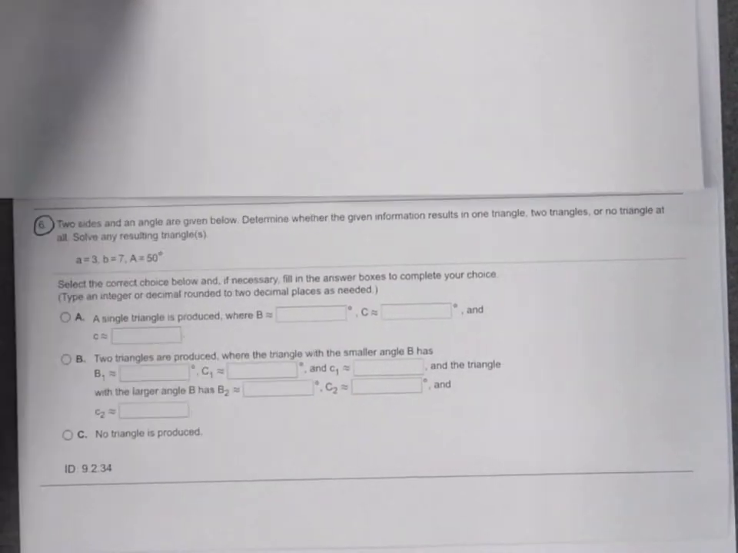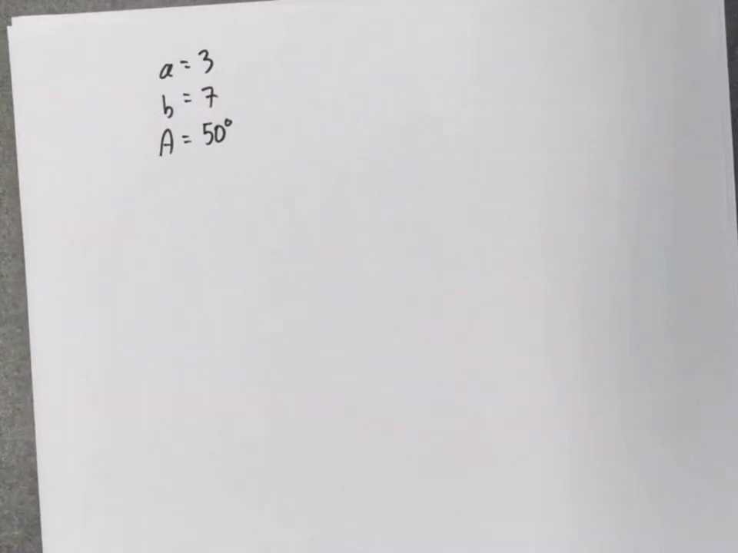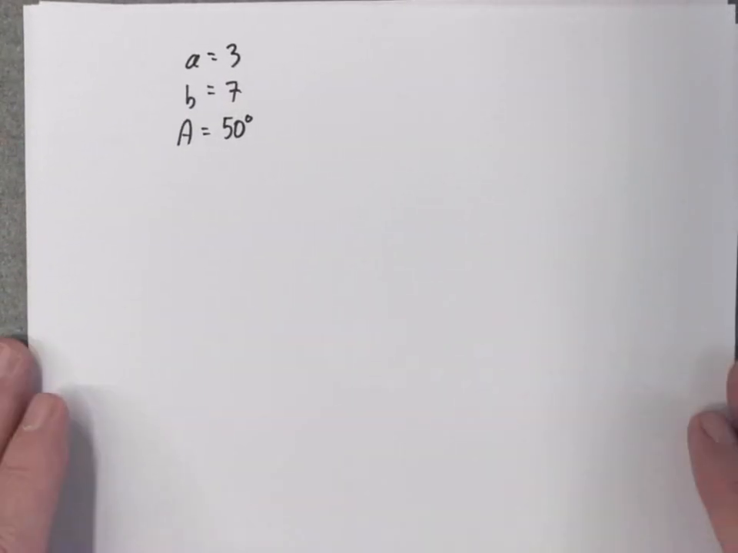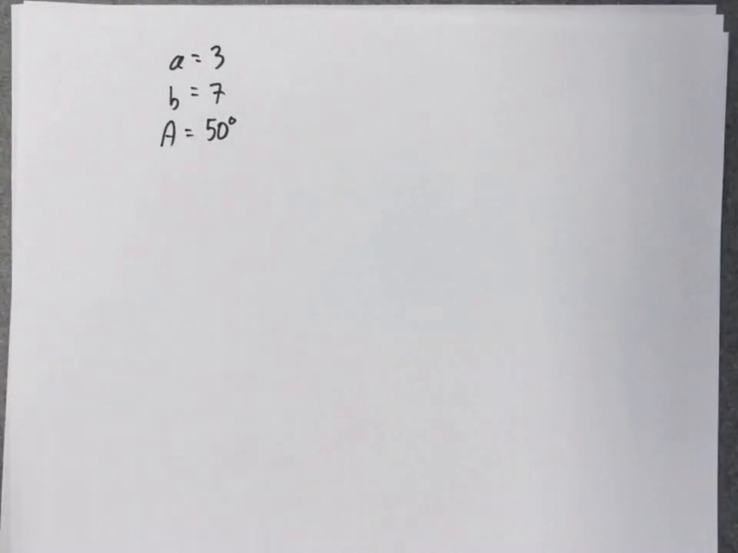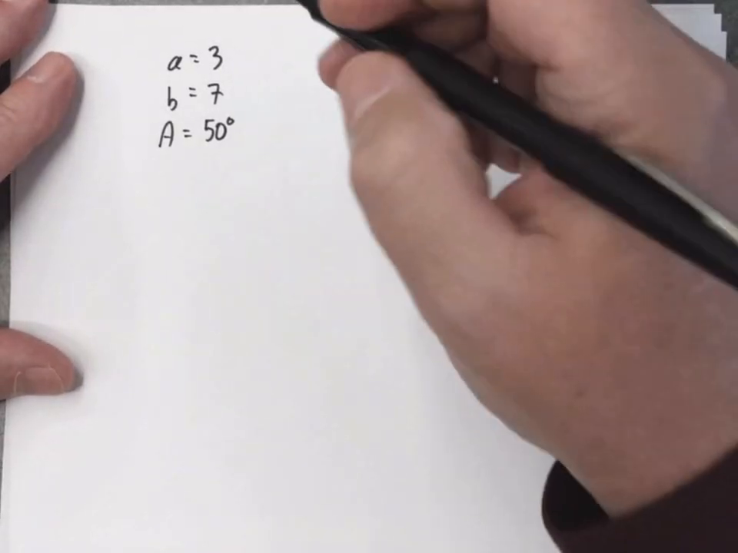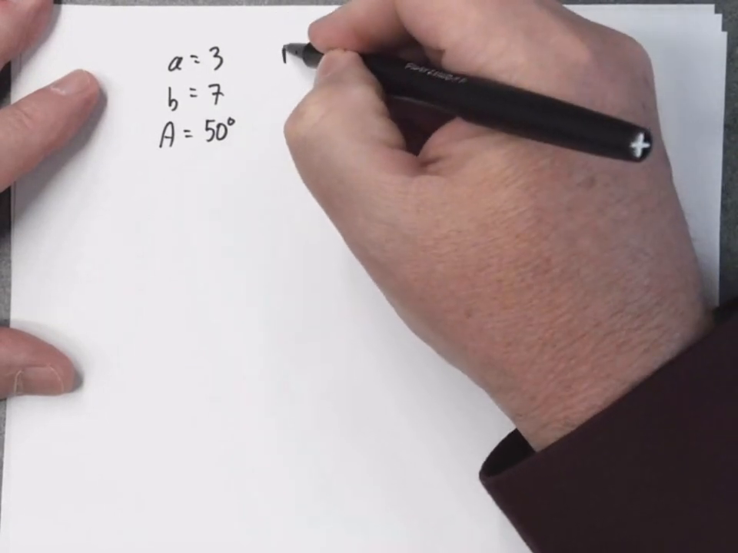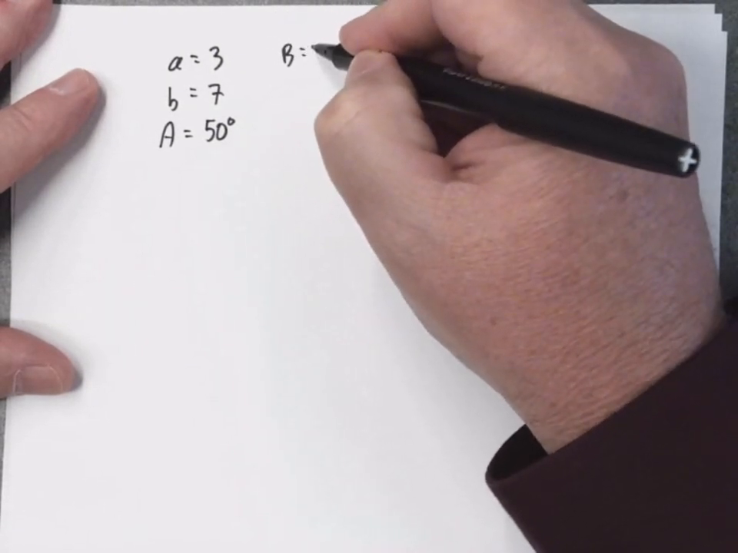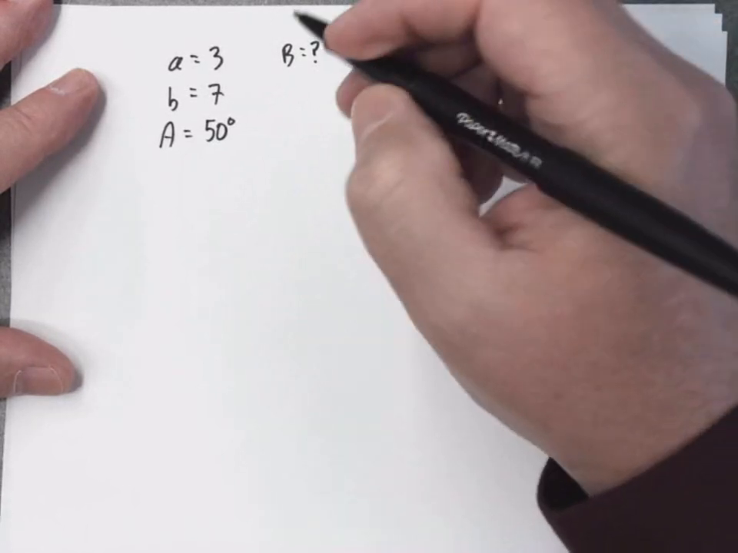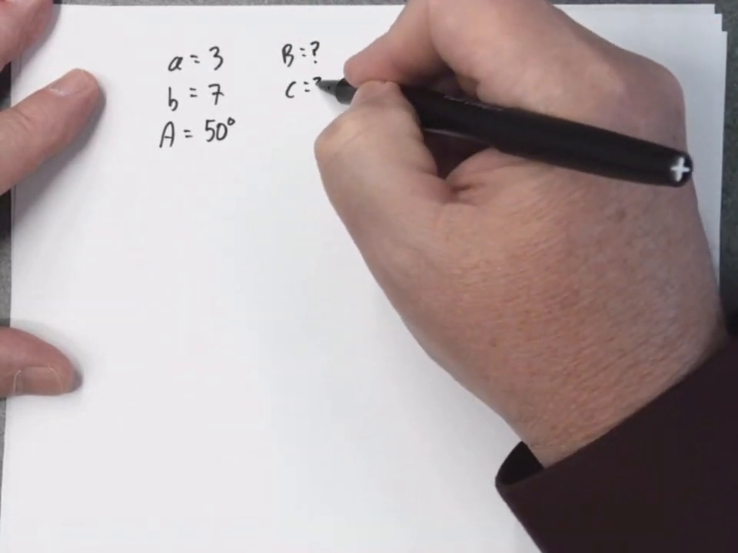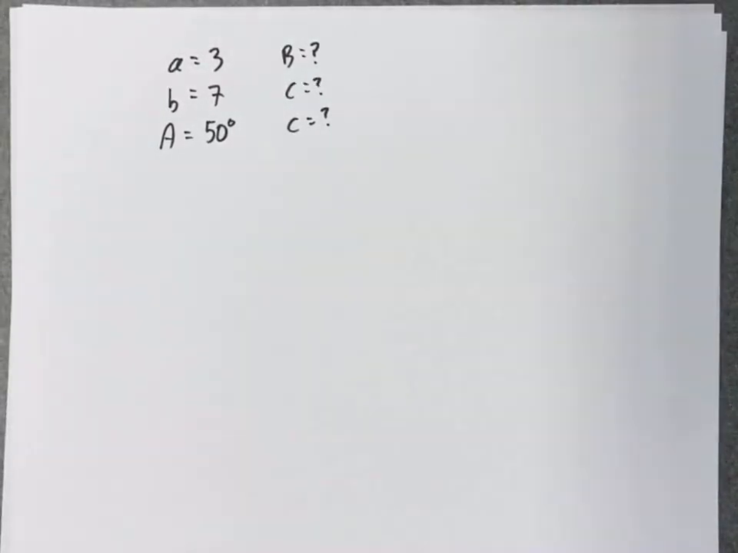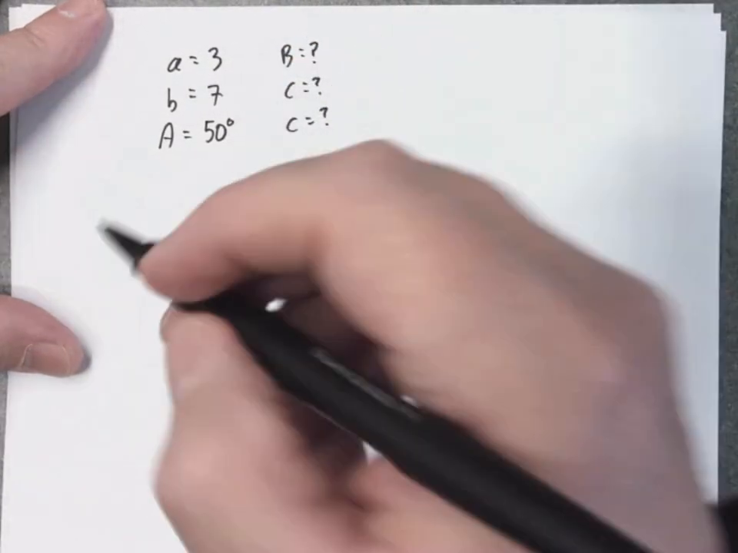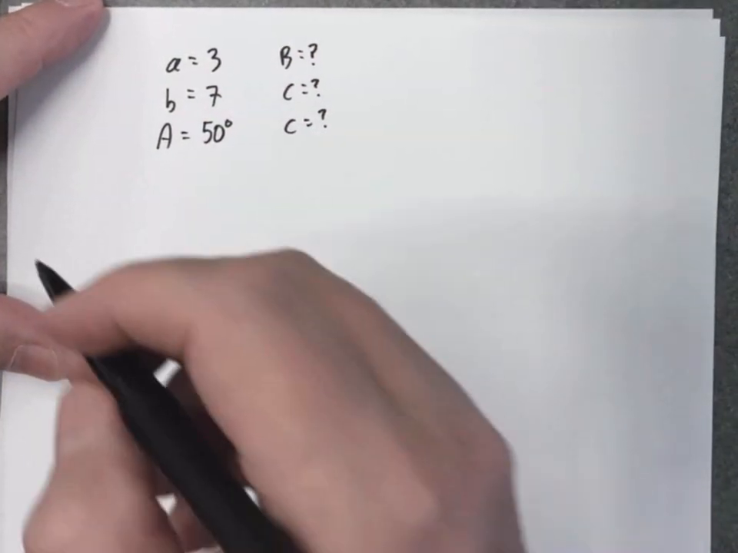So we're going to use law of sines to figure out what's going on here. I went ahead and wrote down the information just to save a little bit of time. Side A is 3, side B is 7, angle A is 50 degrees. That means we're needing to find angle B, angle C, and side C. So I'm going to use law of sines for A and B.